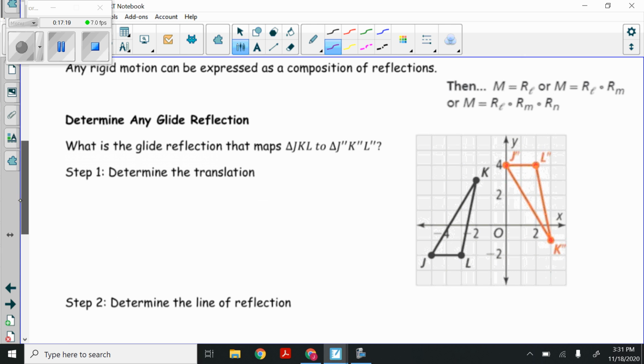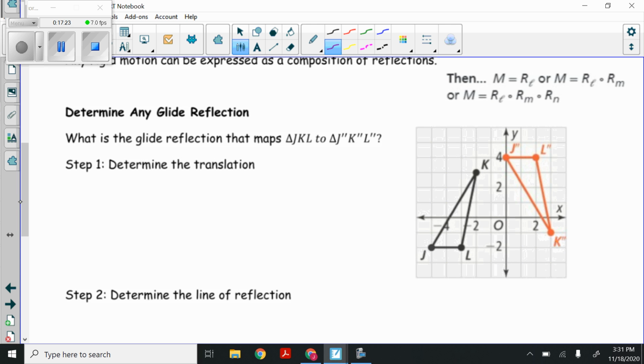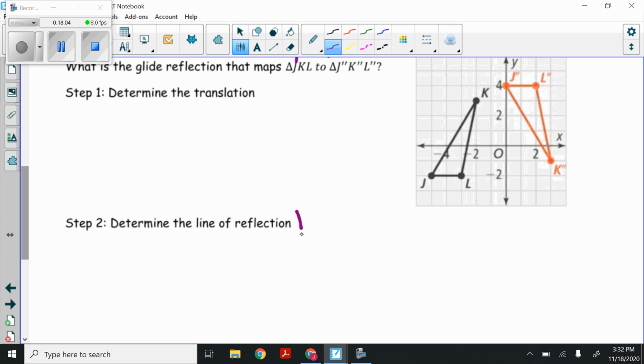So here it gives me this picture. It says, what is the glide reflection that maps triangle JKL to triangle J double prime, K double prime, L double prime? So step 1 says determine the translation. Step 2, determine the line of reflection. Remember that we're going to have a translation first, then a reflection. So we want to find out what is that reflection first, right? So I see that first off, my orientation has changed. Since my orientation has changed, I know that when I reflect triangle JKL, K has to come down here and J and L have to go up. So that tells me that I'm going to be reflecting over a horizontal line.